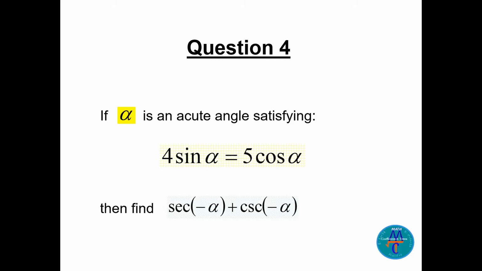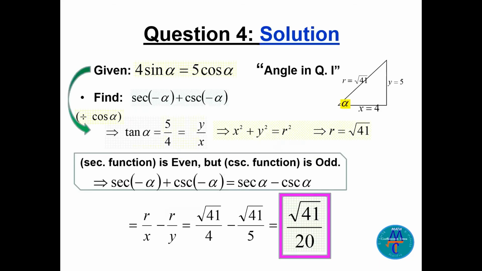Now, question number 4 says, if alpha is an acute angle satisfying 4 sine of alpha is equal to 5 cosine of alpha, let's find secant of minus alpha plus cosecant of minus alpha. Let's rearrange the equation. 4 sine of alpha is equal to 5 cosine of alpha. We can divide both sides by cosine of alpha. We get tan of alpha is equal to 5 over 4.